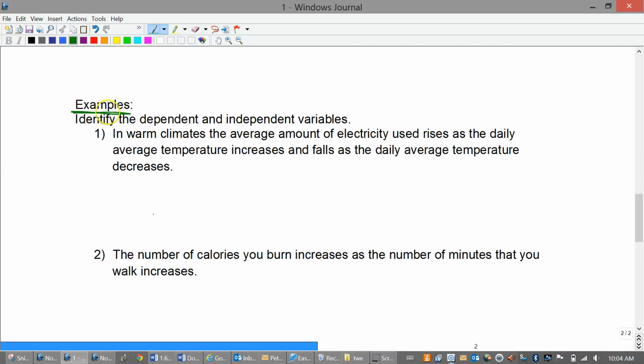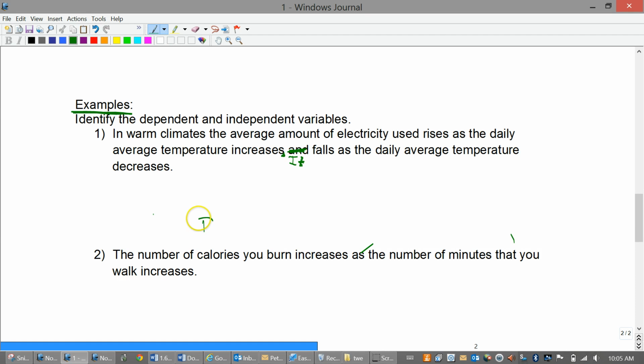All right, examples. Identify the dependent and independent variables in the scenario. The wording on this is kind of tricky. If you delete the "and," put a period there and write it, it's a little bit more clear. In warm climates, the average amount of energy used rises as the daily average temperature increases. In addition, it also falls as the daily average temperature decreases. The amount of electricity falls as the average daily temperature falls.